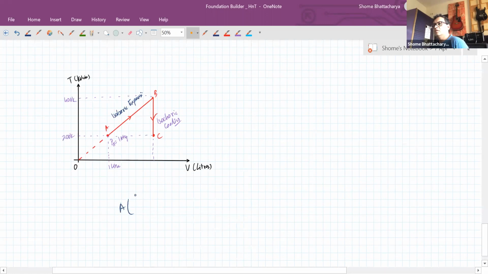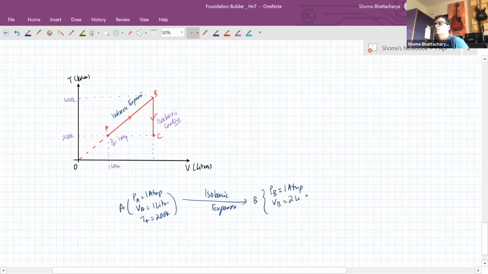like this, that at A, so from here we are going by an isobaric expansion to B, where the pressure remains constant, the volume has doubled because the temperature has doubled. And from here we are going to C, which is via an isochoric cooling to a situation where the pressure has become half, because the temperature has also become half.